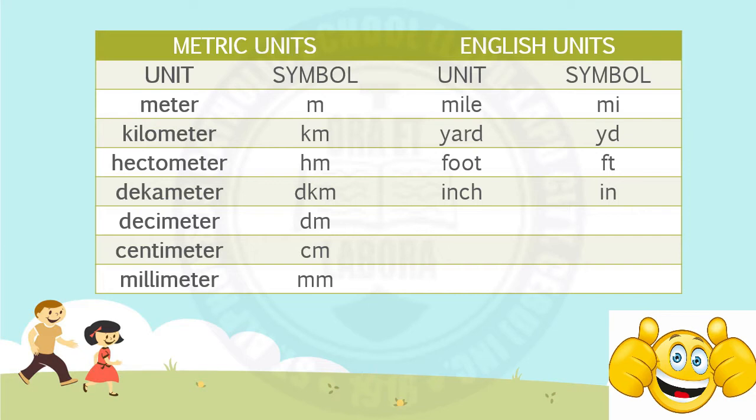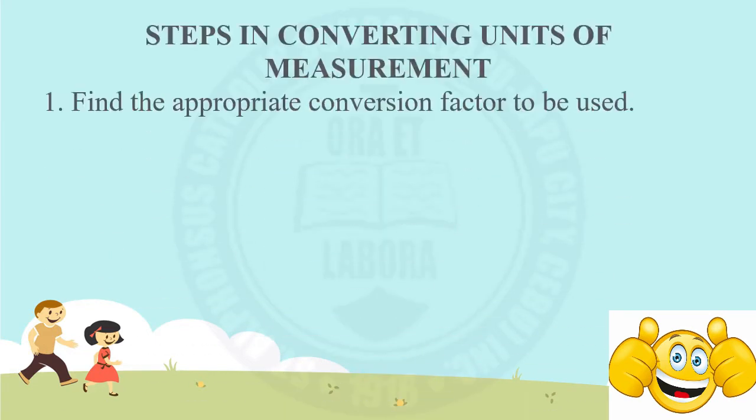mile with the symbol of mi. Yard with the symbol of yd. Foot with the symbol of ft. Inch with the symbol of in. We will tackle first metric units. Steps in converting units of measurement. So these are the steps. First, find the appropriate conversion factor to be used.